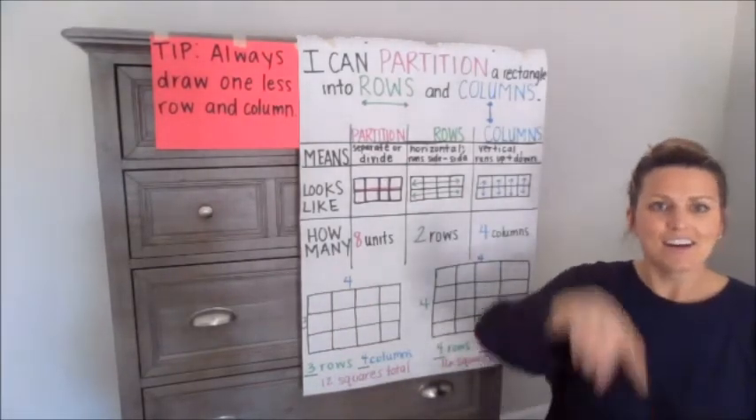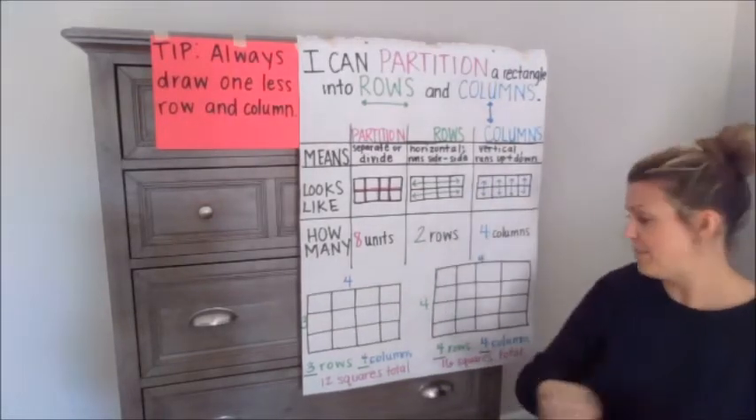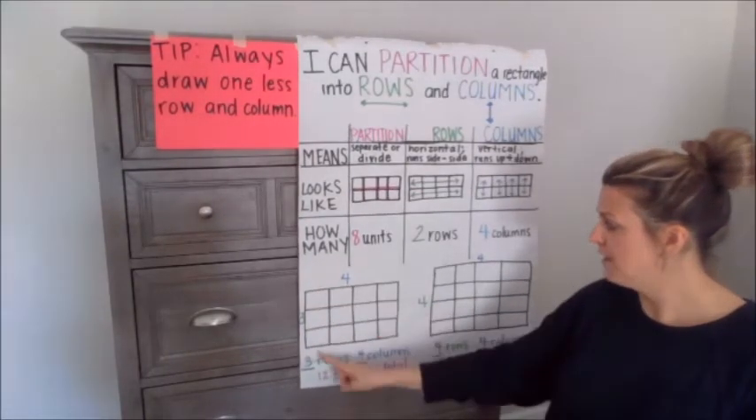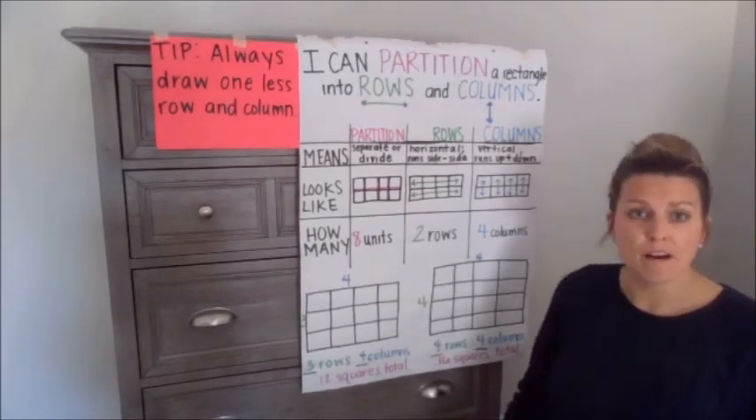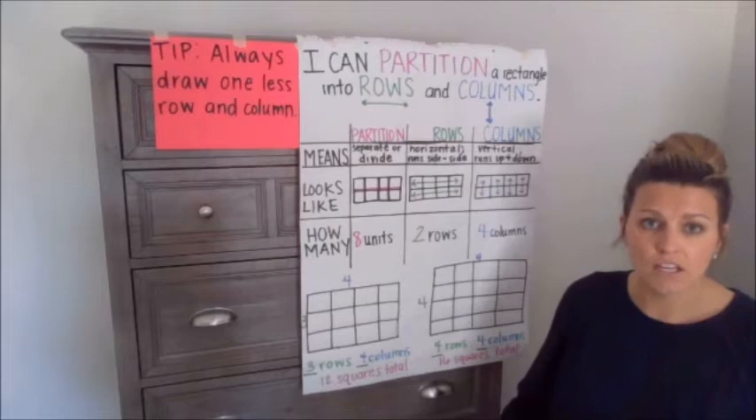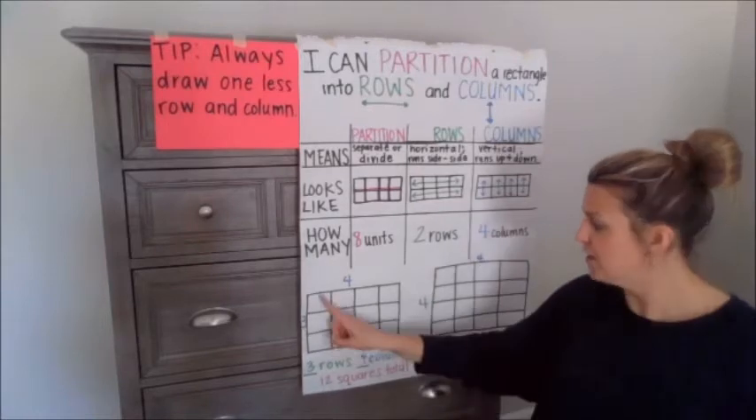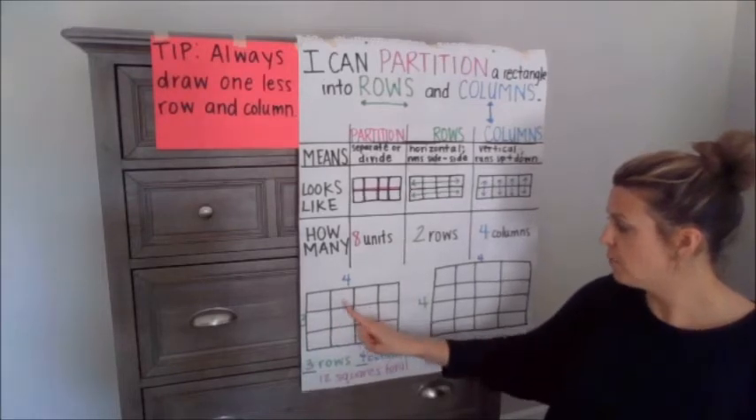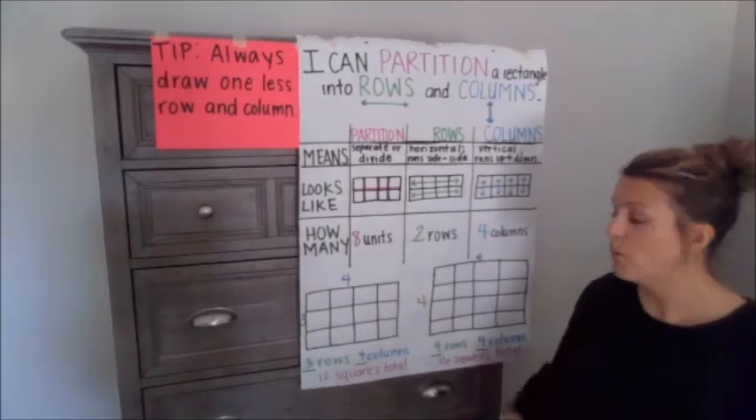Now let's look at how many columns I have. Columns, almost forgot. Columns run up and down, okay? Columns run up and down. So let's look at how many columns I have that are running up and down. 1, 2, 3, 4. So I have my 4 total columns. And now I can count up the equal squares that I partitioned my rectangle into. Let's count them together. Ready? 1, 2, 3, 4, 5, 6, 7, 8, 9, 10, 11, 12.